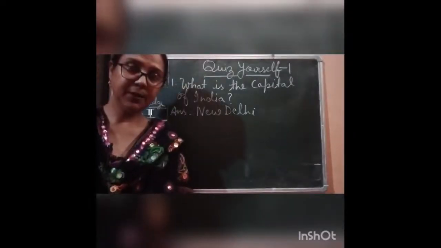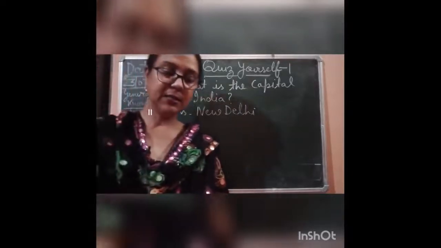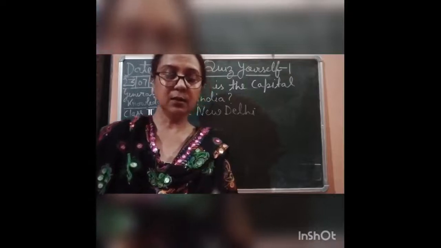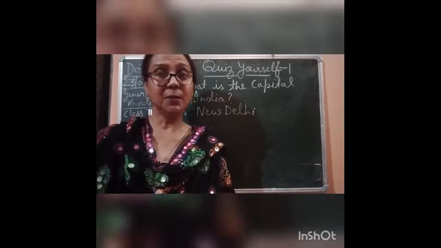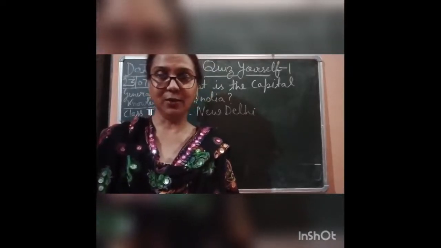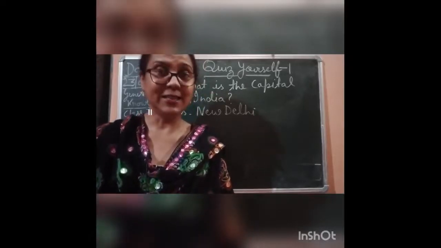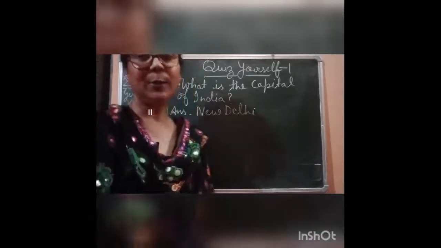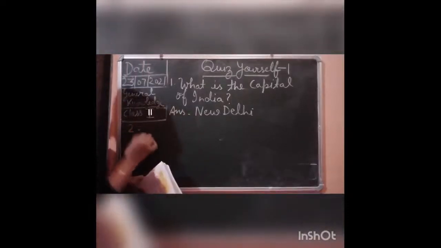So children, complete it. Now we are moving to question number 2, that is, where was Humpty Dumpty sitting when he had a great fall? As you all know, this is a very famous nursery rhyme. Humpty Dumpty sat on a wall. Humpty Dumpty had a great fall. So here, children, where was Humpty sitting? He was seated on the wall. So I'm going to write the question. Okay, this is question number 2, children.